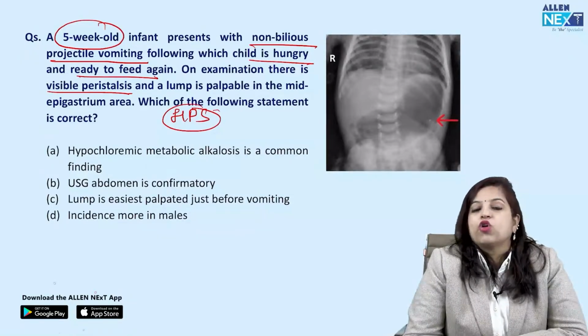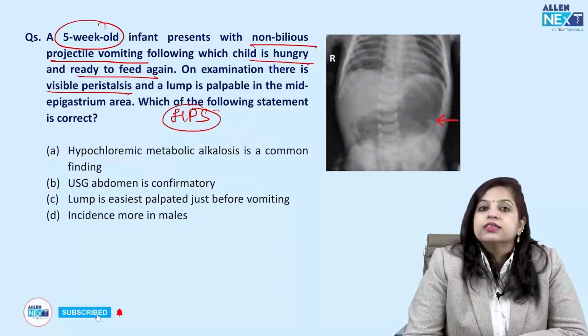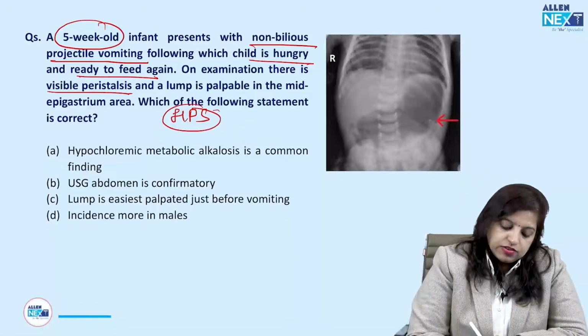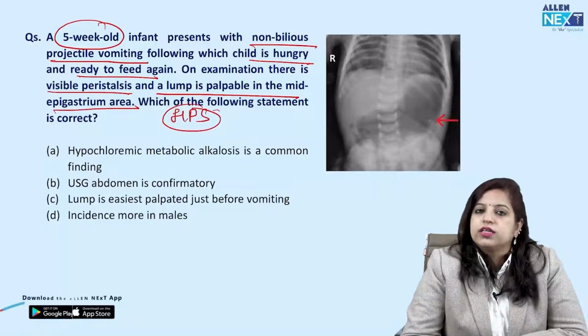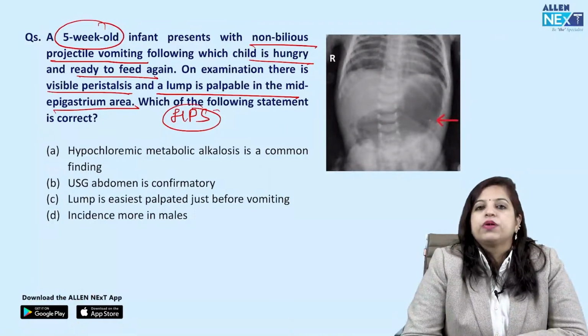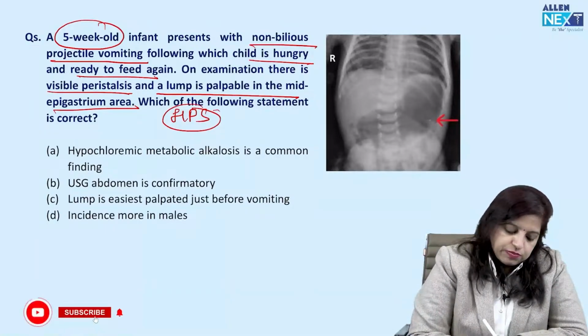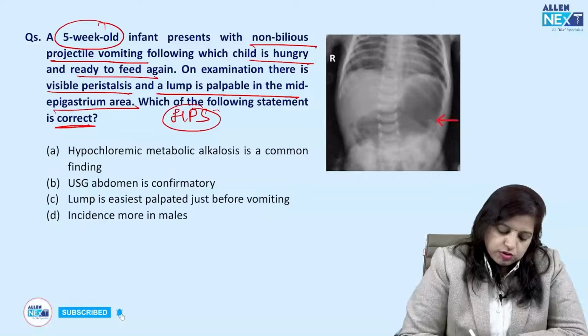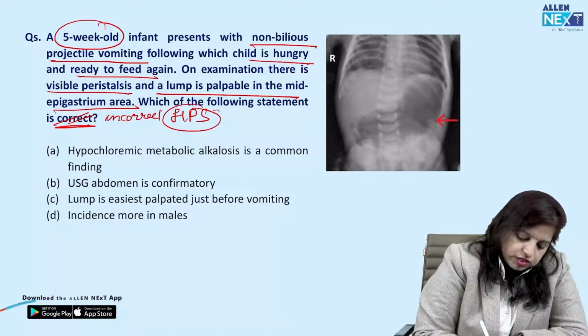There is some organic obstruction over there, and that is what is causing the child to vomit, and then again he is hungry to eat more, right? And the visible peristalsis and lump in the mid-epigastrium area again tell you that this is idiopathic hypertrophic pyloric stenosis, right? Now, which of the following statements is correct? Hypochloremic, in fact, this should be: which of the following statements is incorrect? That is the question over here.